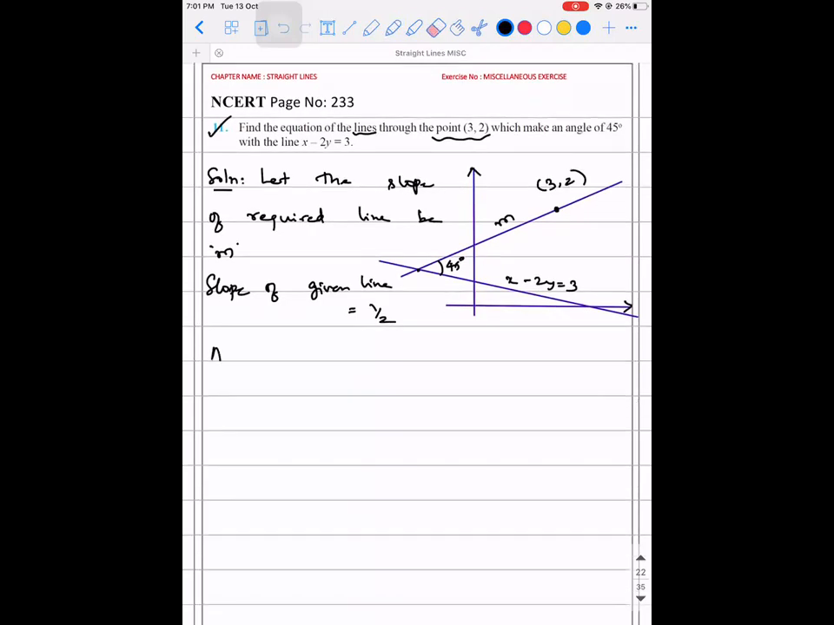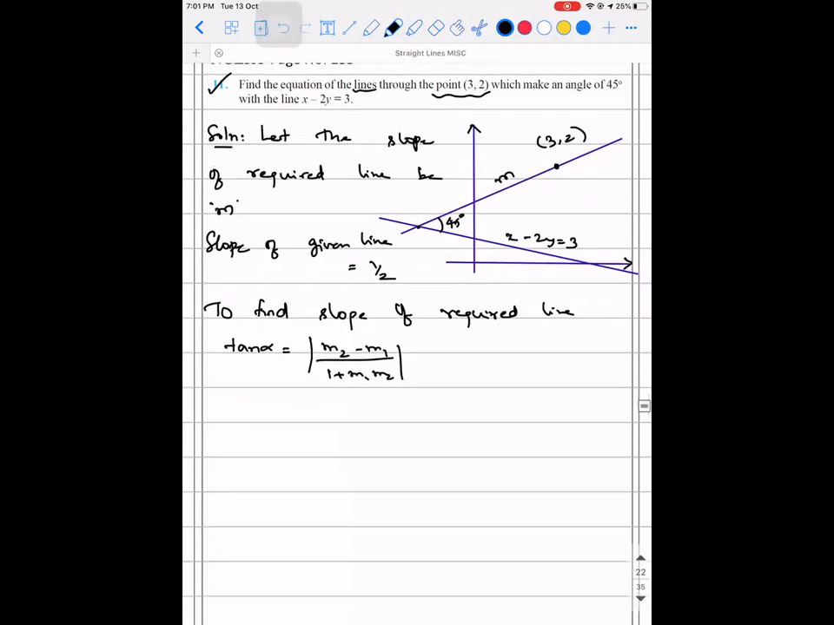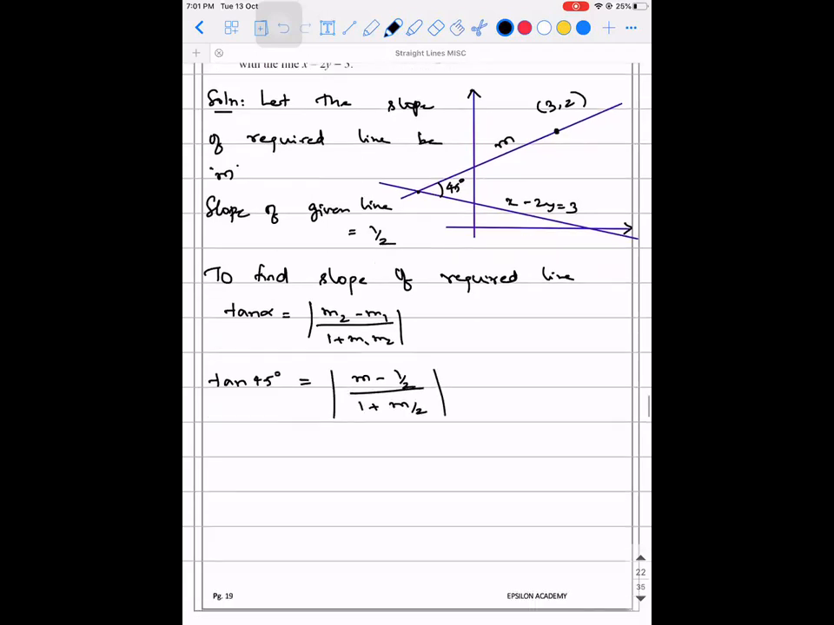Using the formula to find slope of required line, can I write tan alpha is equal to mod of m2 minus m1 divided by 1 plus m1 m2? So tan 45 degrees is equal to mod of m2 minus m1, that is m minus half, divided by 1 plus m by 2.